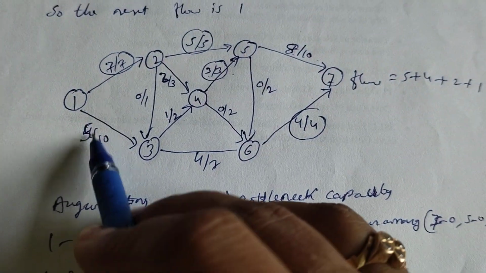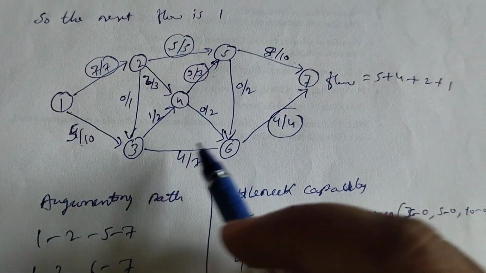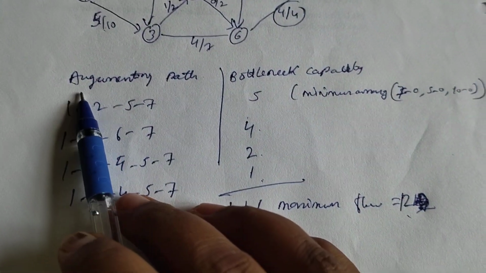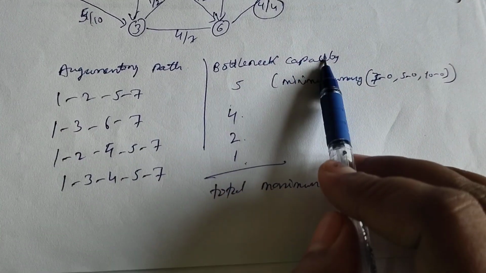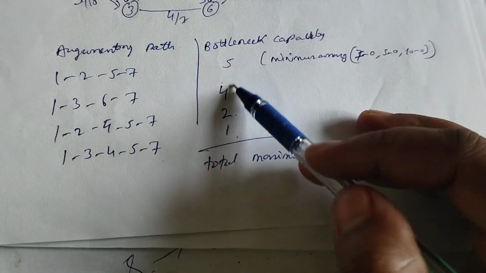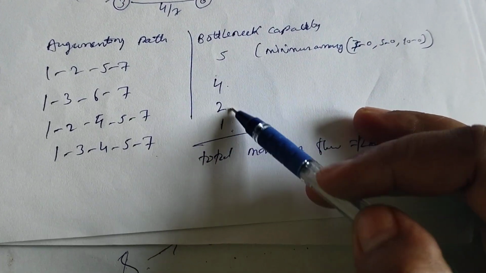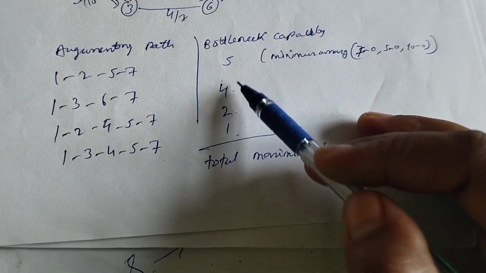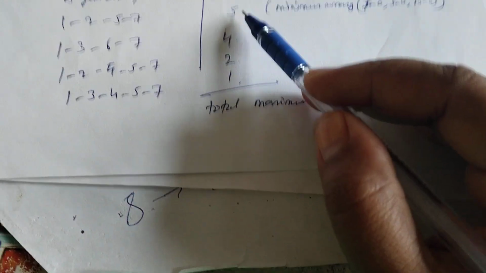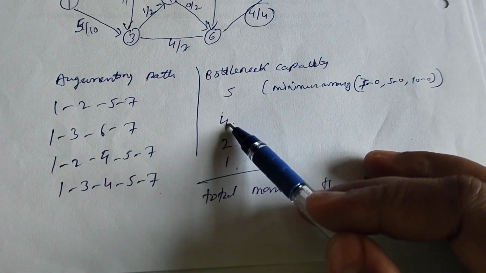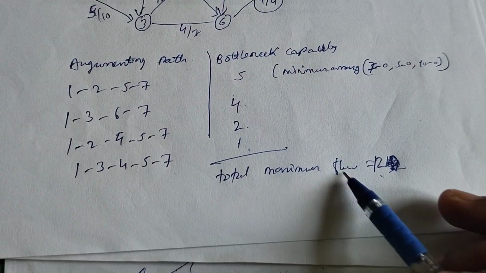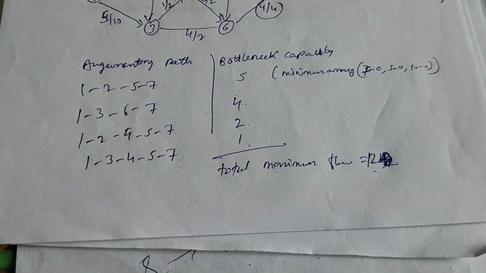So we have covered all the possible paths. Everything we write in the form of a table, named augmenting path and bottleneck capacity. How many paths you have selected, those paths you have to write, and the bottleneck capacity, the flow value you have calculated. So list out all the flow values. Initially we have taken flow as 4, next 4, next 5, 4, 2, 1. So the total maximum flow becomes 12. Okay, thank you.